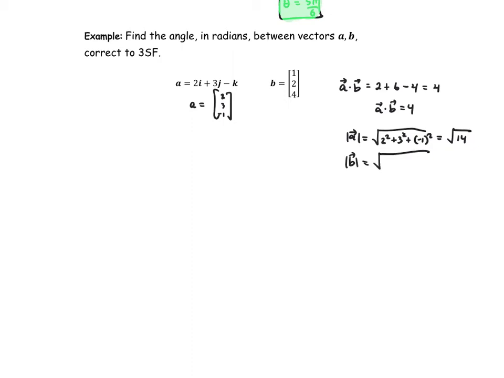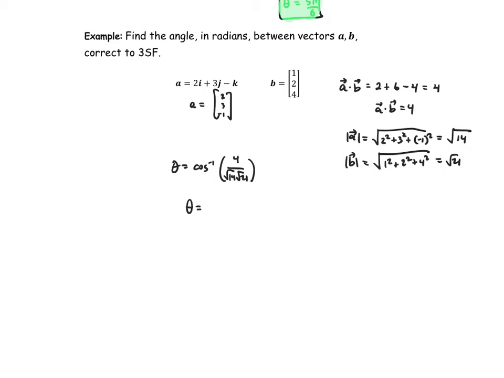Very similarly, it's going to be the square root of 1 squared plus 2 squared plus 4 squared, which comes out to be the square root of 21. Okay, so the angle between the two vectors, theta, is the inverse cosine of the scalar product over the product of the magnitudes. I think I got those magnitudes right. 16, 4, and 1, that's 21. Very good. Okay, now comes your calculator.